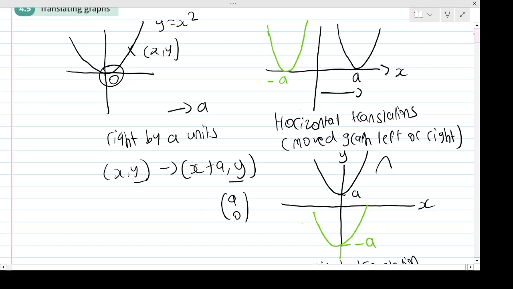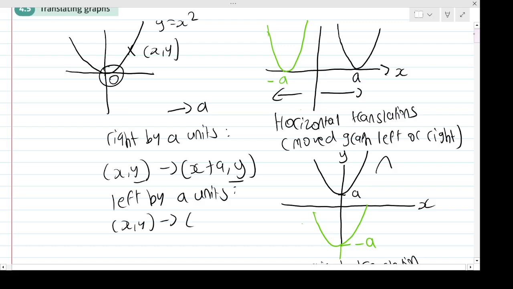If you want to move it to the left by a units, that's the negative direction. Think about it: the negative x-axis is to the left, so instead we would say (x, y) would go to, and you'd subtract from the x coordinate, if you're going backwards. So (x minus a, y) if you want to shift it to the left. And you can notice that here with this graph, where we start from 0, and then that same point gets translated to minus a, so we've gone backwards, we subtracted a, so we get minus a.